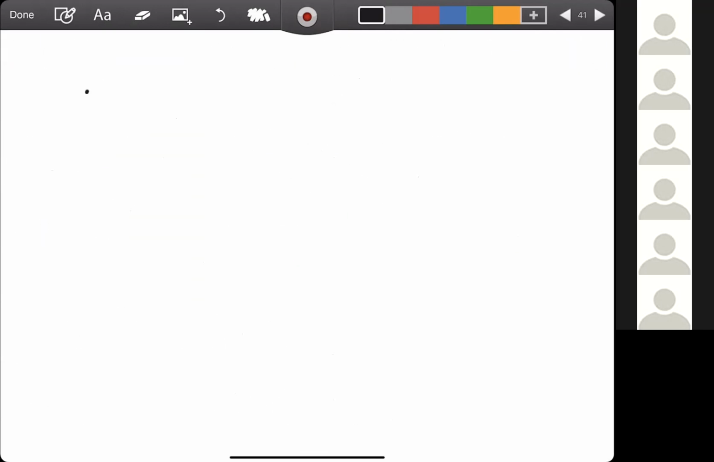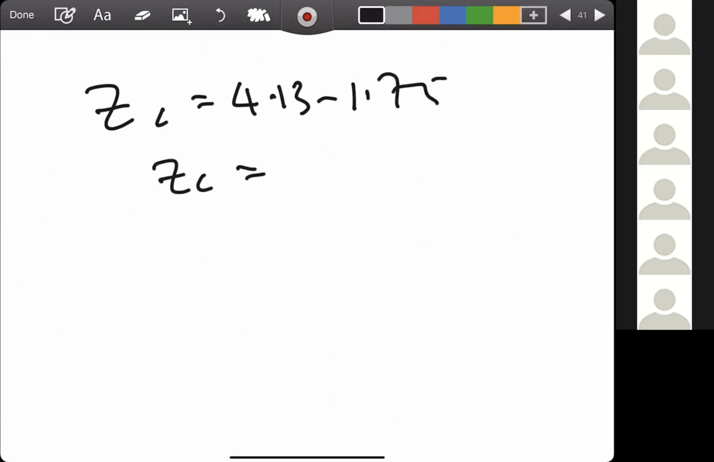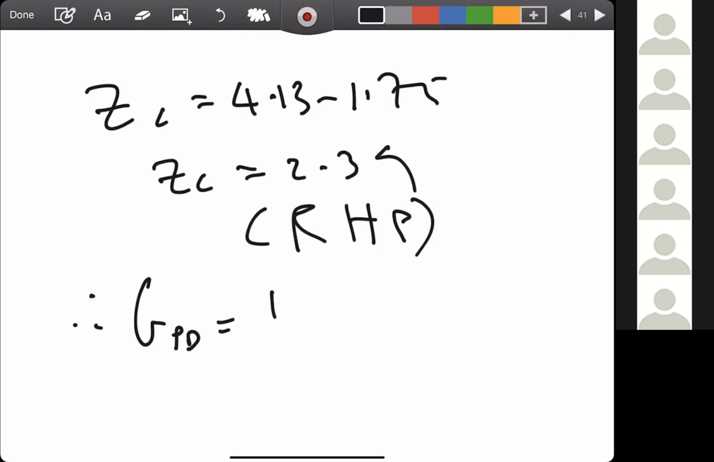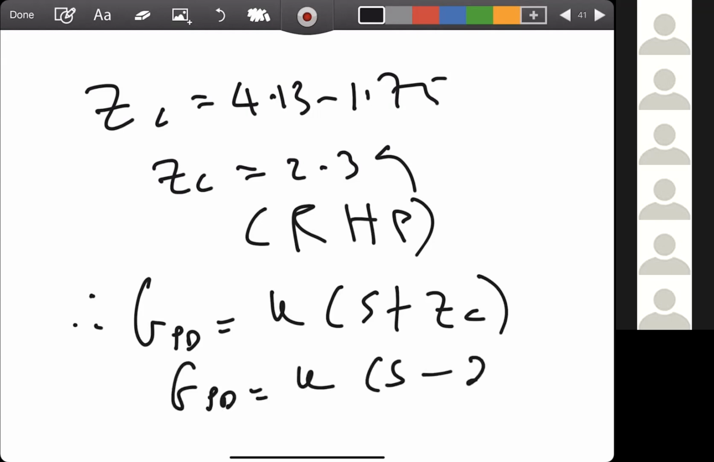Okay, so ZC is about 2.39. It's on the right half plane, zeros to the right half plane. So GPD is equal to KS plus ZC. So GPD is equal to KS minus 2.39 because the zero is on the right half plane. Okay, so how to calculate K?